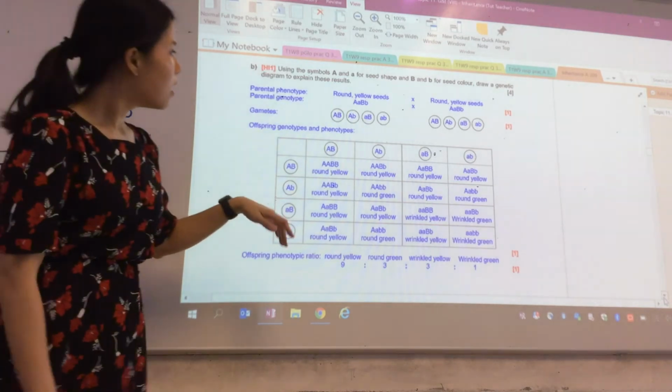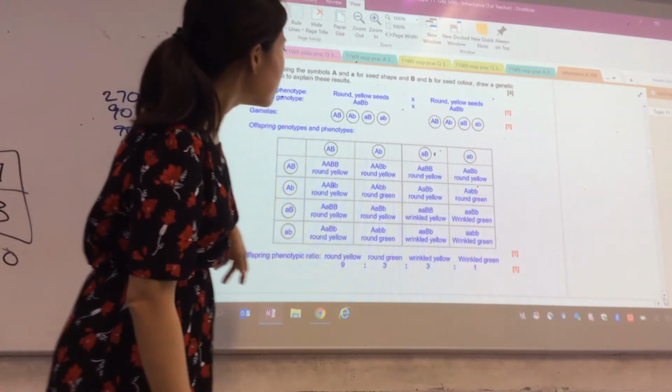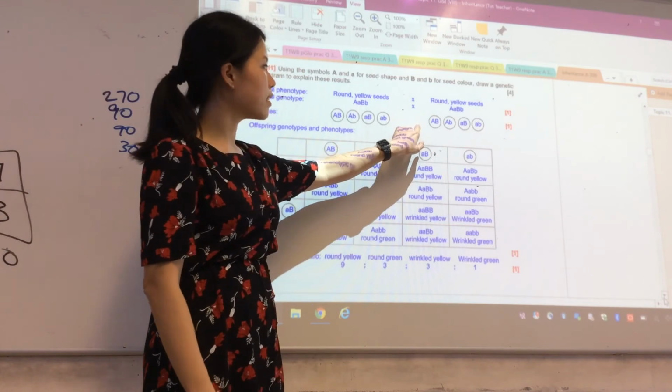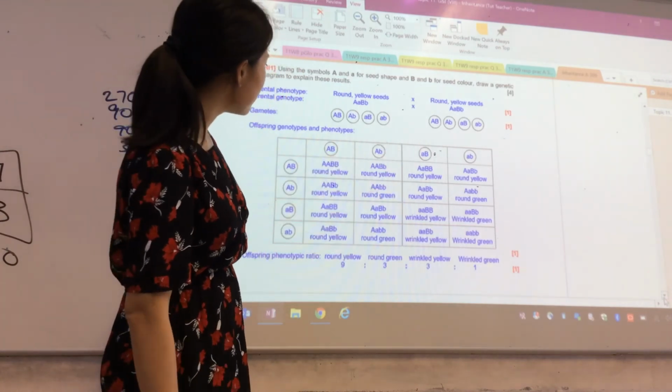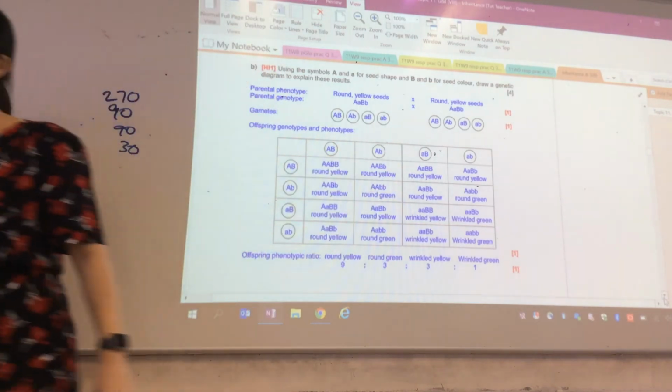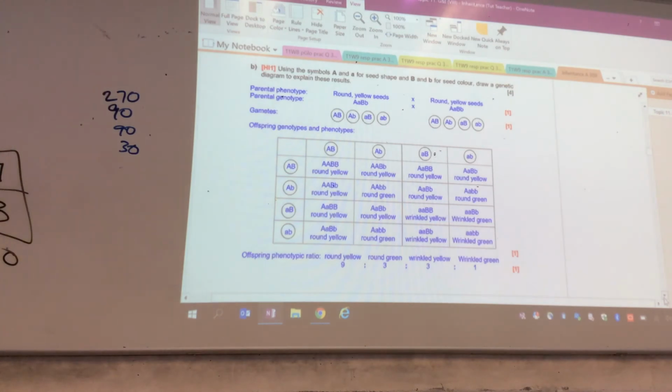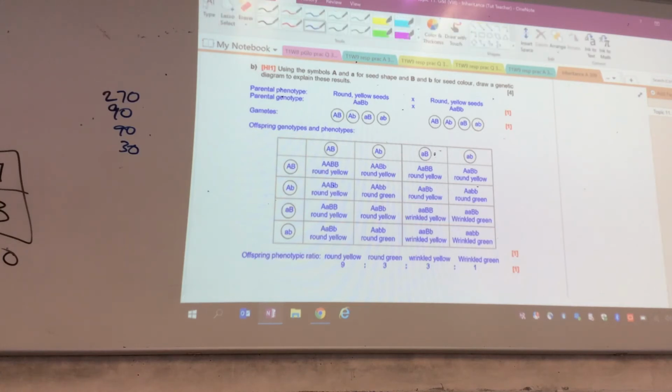Yeah? Is there a typo? What? Oh, there's a cross here, yes. And is there a typo? Where? 3rd row, 4th column. Oh. So it should be small b. Is it? Oh, wrinkled yellow.